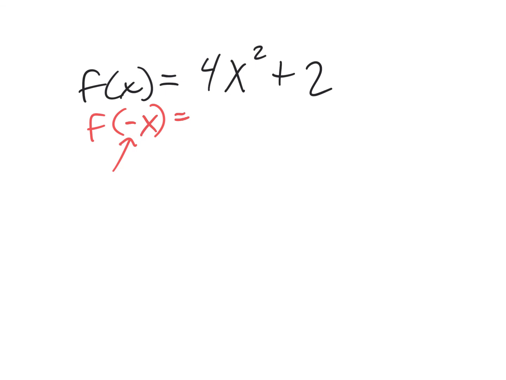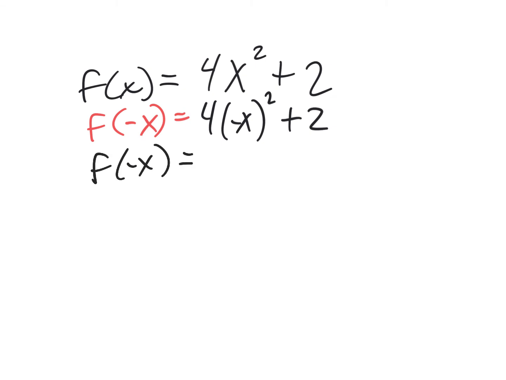Max, can you tell me what to write next? 4 times negative x squared plus 2. Nice. Now I've got to simplify it. Charlotte, can you simplify this? Negative 4x squared plus 2. Yeah, the negative just disappears. Why does it just disappear? Because a negative times a negative will make it positive.